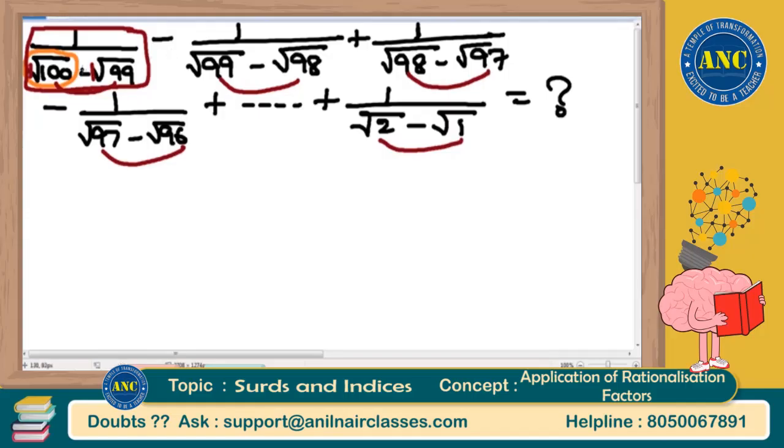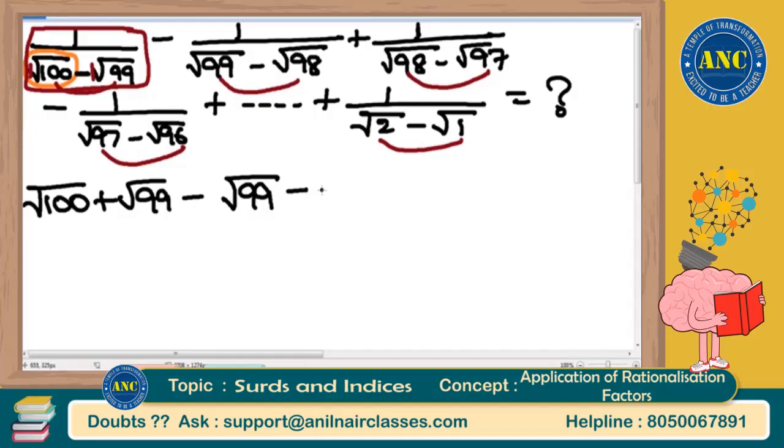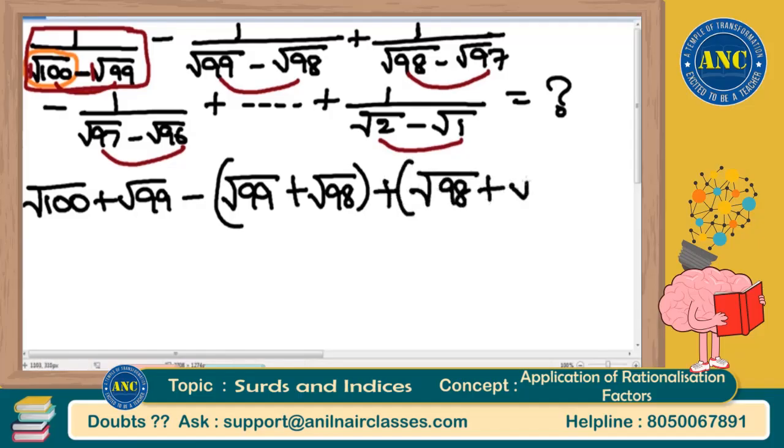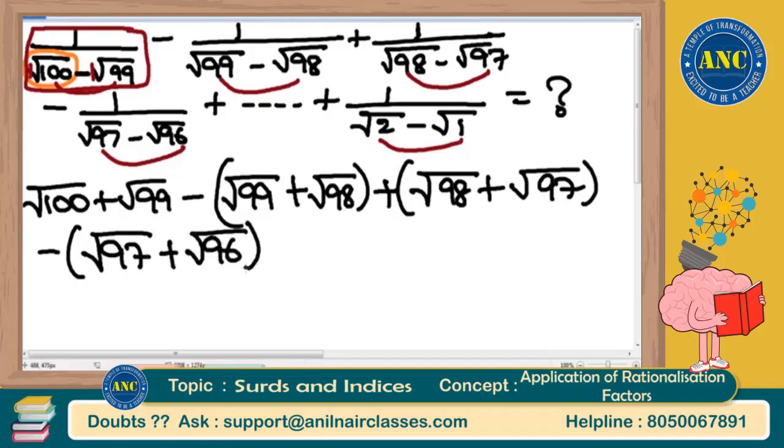I told you that the numerator will be whatever you have here, put it with a negative, with an opposite sign. So the first term will be root 100 plus root 99 minus of root 99 plus root 98. Then it is plus root 98 plus root 97, and it continues. And then it is minus of root 97 plus root 96, and then it keeps continuing.